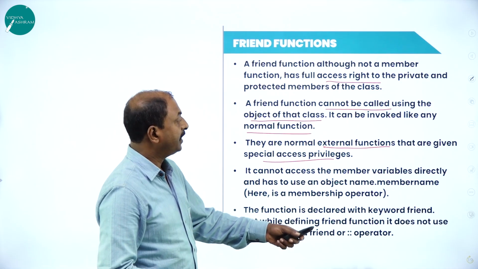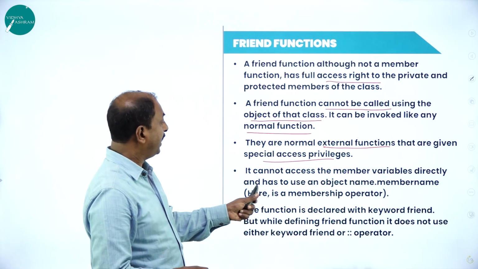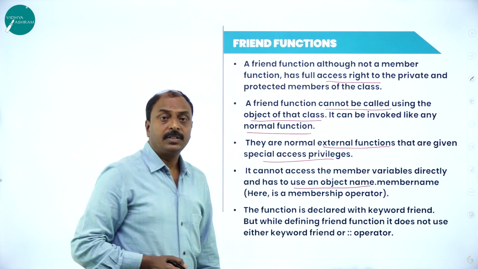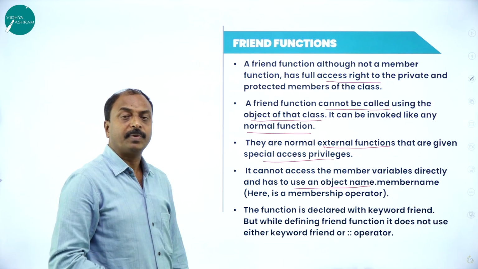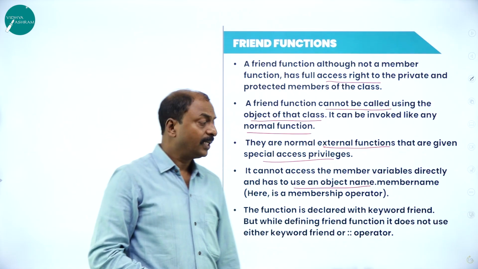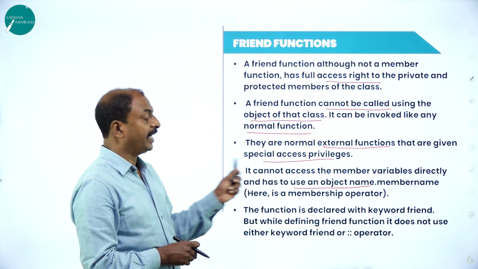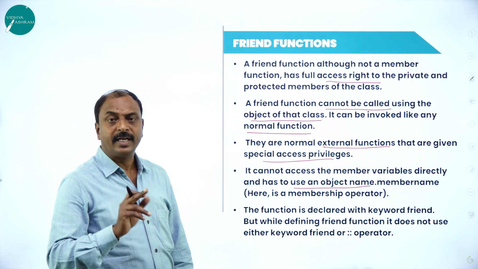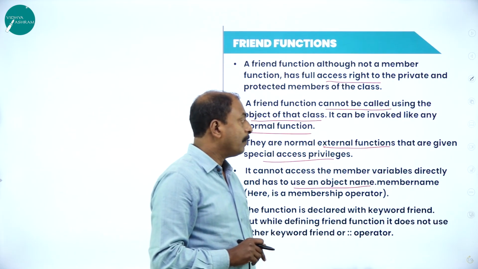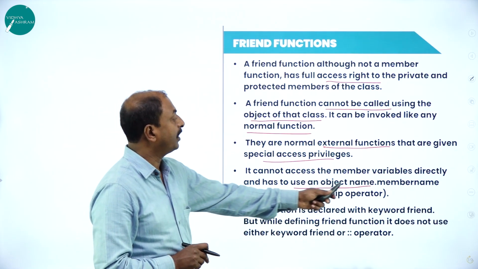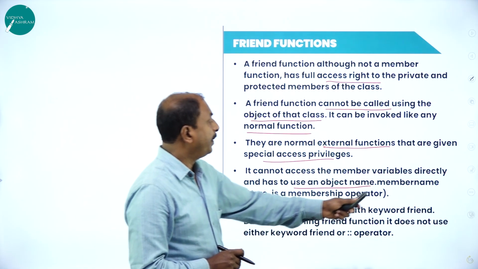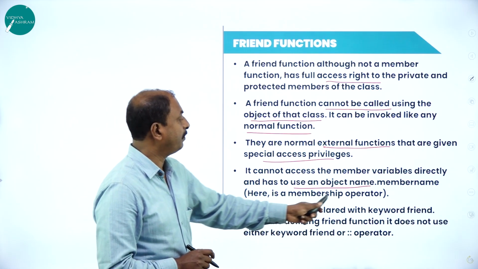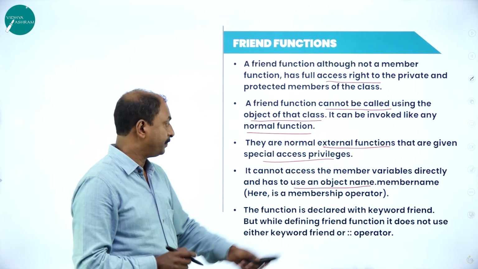It cannot access the member variables directly and has to use an object name. Though this friend function has access to private and protected members of a class, it cannot access them directly. So the friend function cannot access the data members of a class directly, but has to access them through an object name and member name, here object name dot member name. Here dot is the membership operator.